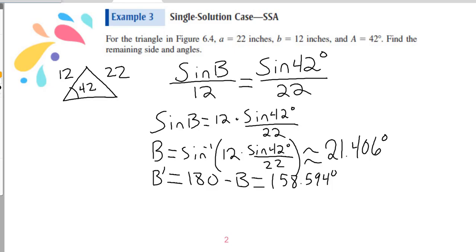So then what's the next thing that's pretty easy for me to find? Big C. So remember, now that I have two of my angles, we can take 180 and subtract A and subtract B. And again, I'm using that first B value. So 180 minus 42 minus 21.406, and we get 116.